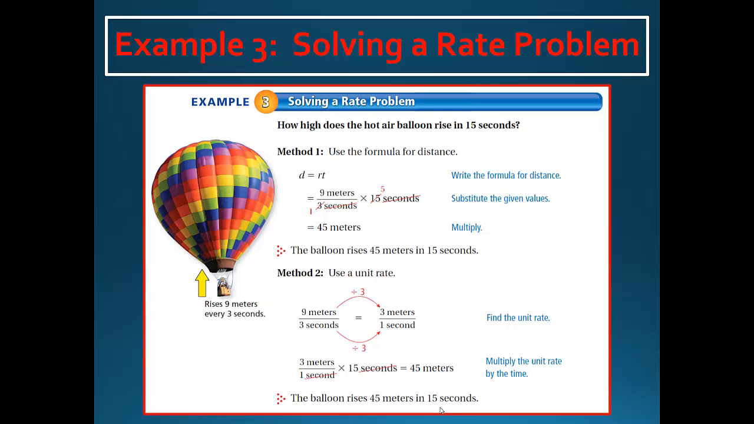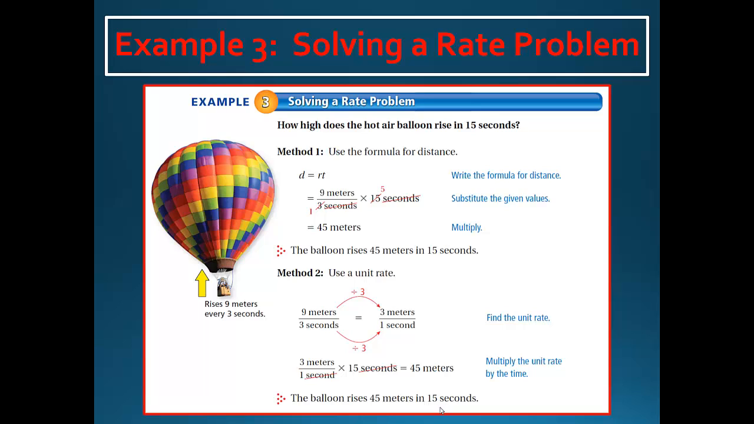We want to know how high it can rise in 15 seconds. So we're going to be multiplying that by 15. Our seconds will cancel out, and then we can also simplify 3 and 15 by dividing by 3. So the 3 will become a 1, and the 15 will become a 5. Now we can multiply 9 times 5 and get 45, so our answer is 45 meters. The balloon rises 45 meters in 15 seconds.